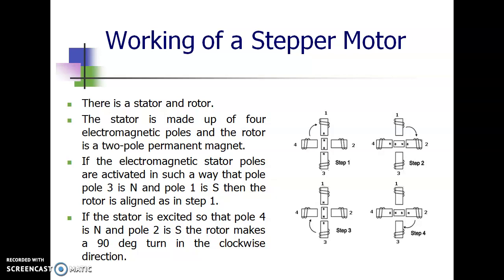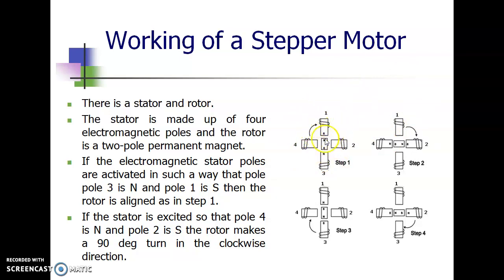In any kind of motor, we have two elements: one is called a stator and the other is the rotor. The stator is the static element and the rotor is the rotating element. Here you see there are two things. These four are the stators. This stator is made up of four electromagnetic poles, that means they have windings. When electric current is provided, they get energized and become magnets. That's why they are called electromagnetic poles.